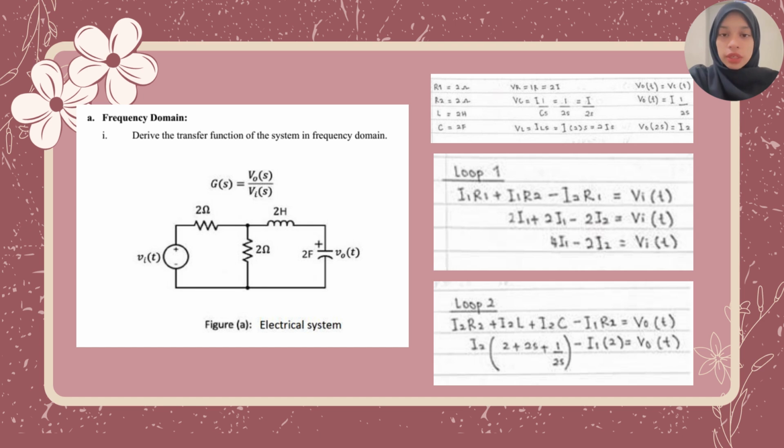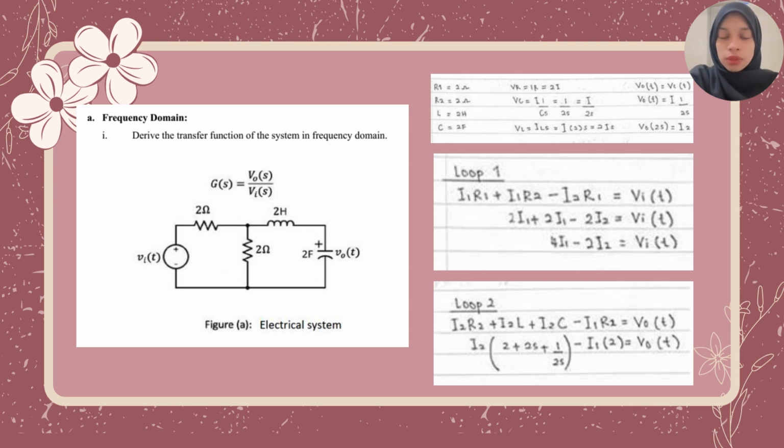For question A, frequency domain. Derive the transfer function of the system in frequency domain. So this is our electrical circuit. In the circuit, there are two resistors with value 2 ohms, one inductor with value 2 henry, and one capacitor with value 2 farad. For this part, we need to find G equal to Vout over Vin.